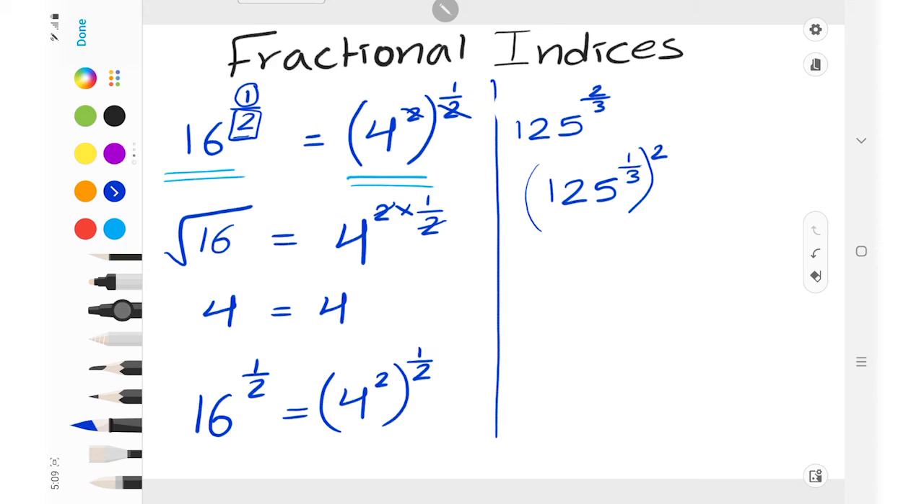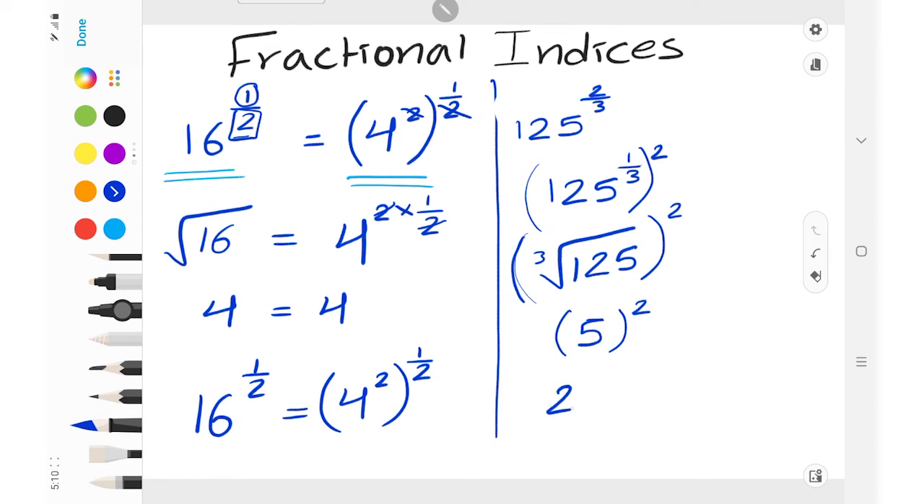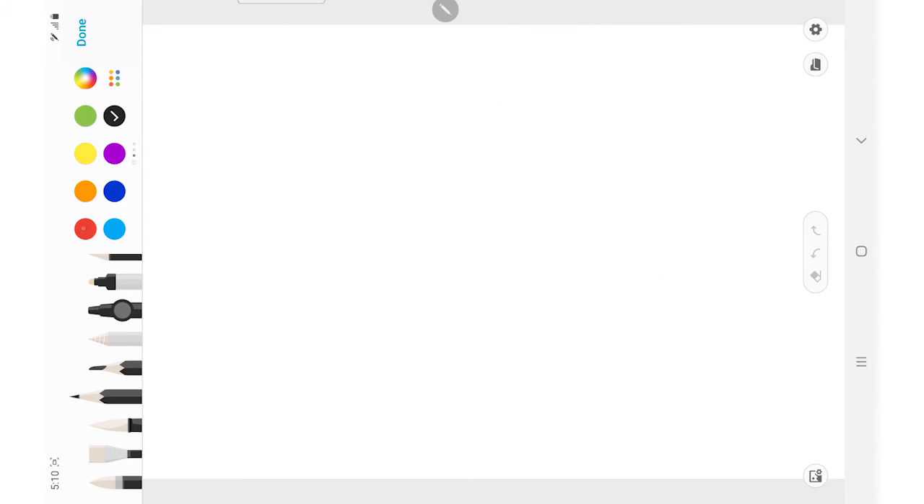Here, when we have two numbers, the number below will be the cube root, and then the number above will be the power. So the cube root of 125 is 5. Then to the power 2: 5 squared gives 25.